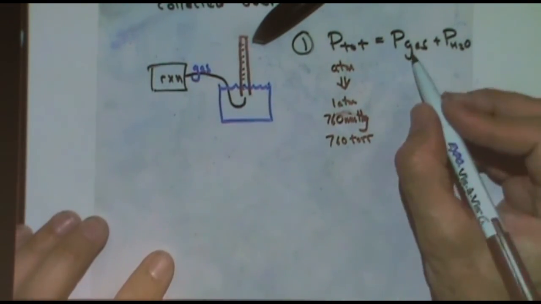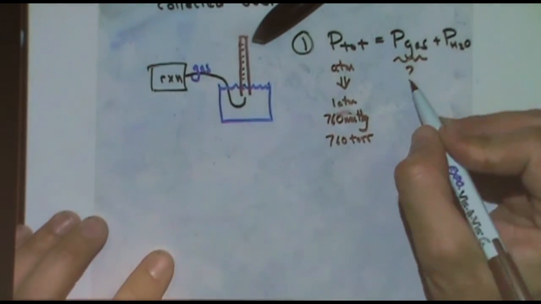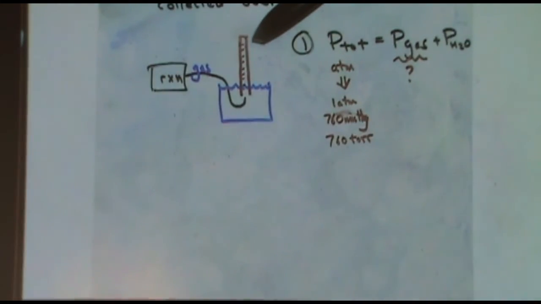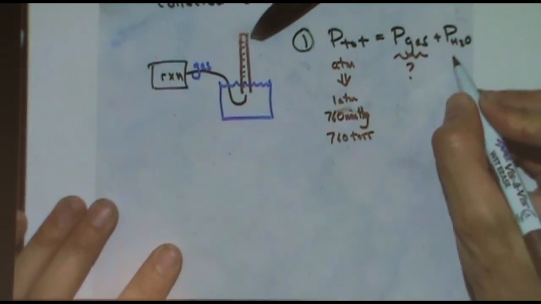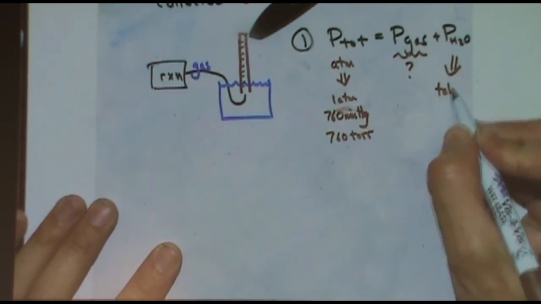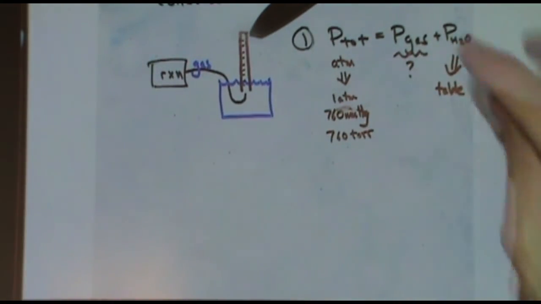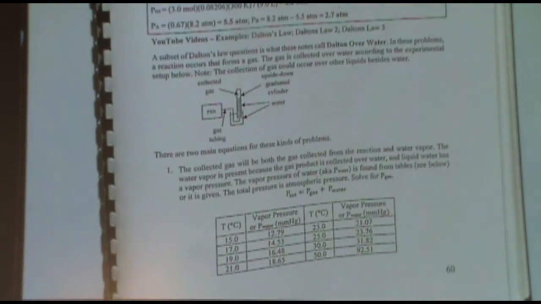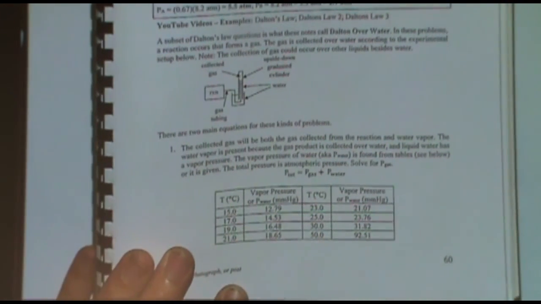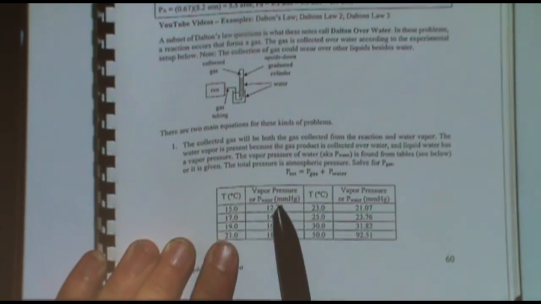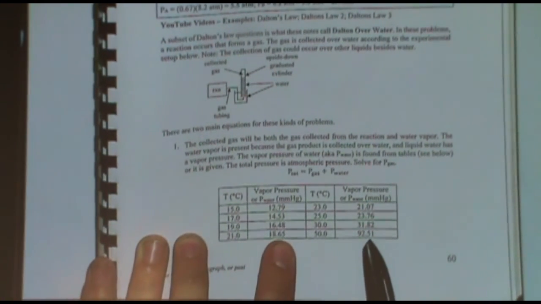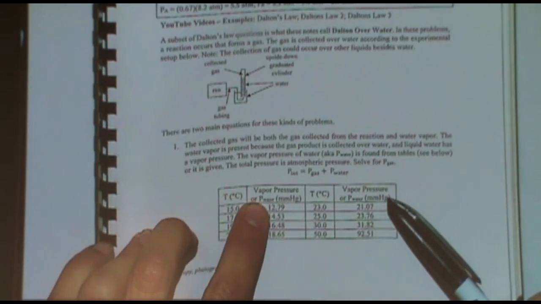Okay? P gas, this is usually what you want to know about. You're trying to find the pressure of the gas to do some calculations. This one here is found from a table. Like, what the heck? A table? Yes. You just look it up and you plug it in. And that table is given at the bottom of page 60 of the reader. It's also in the text. You just find the temperature, and this is literally the vapor pressure of the water in millimeters of mercury.